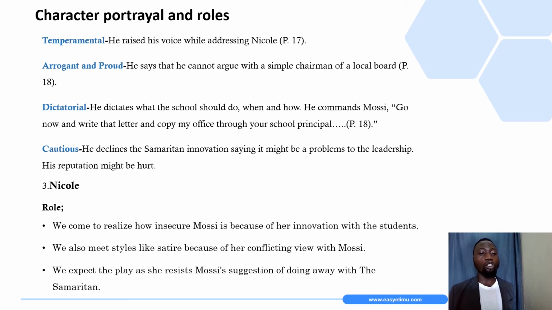Apart from that, we are also told that Mosi is cautious. The reason why he is cautious is that he declines the Samaritan innovation, since it might be a problem to the leadership. His reputation might be hurt. So he is very cautious. He has seen what might happen ahead. So we can also talk about Mosi being a schemer.